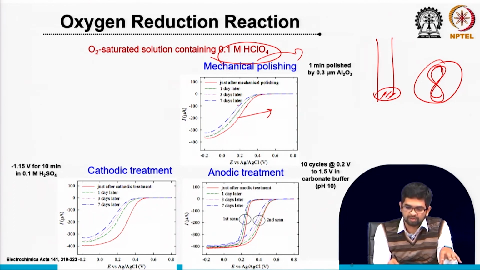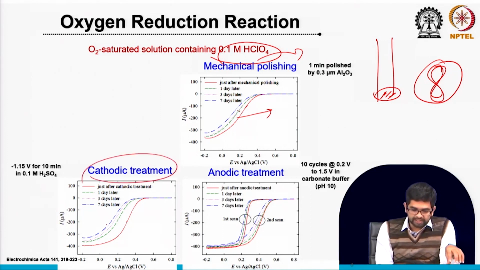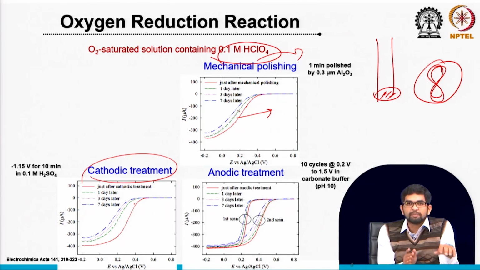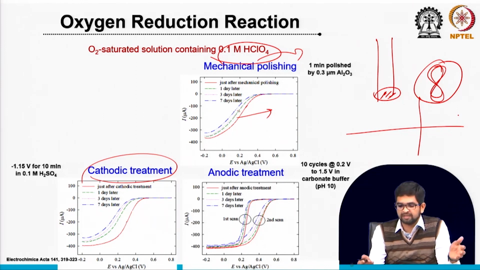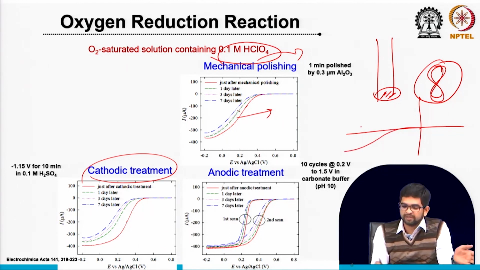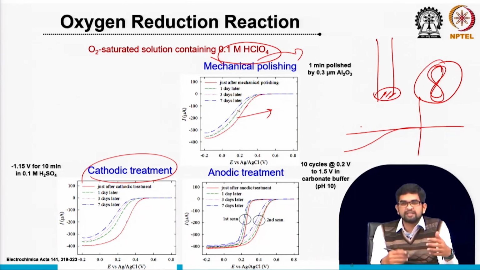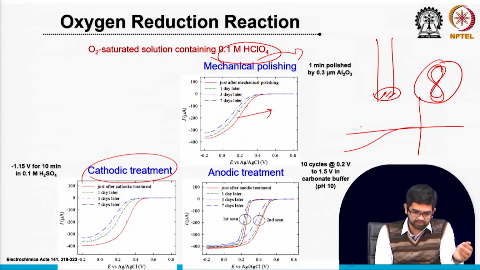Then we store this one for 1 day, 3 days, 7 days, or even 1 month. Then you can check the oxygen reduction effect on the platinum electrode. You can see the cathodic treatment here. Cathodic means we apply some negative potential or a more negative scan. You can take the sulfuric acid medium, or maybe even perchloric acid. Then you can scan your platinum electrode in the negative window 10 or 20 times, and that treatment can also activate your platinum electrode. Just after the treatment you can again see the high activity.